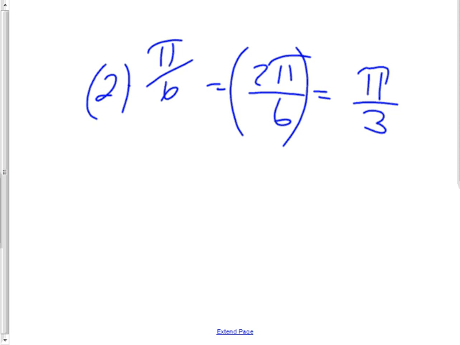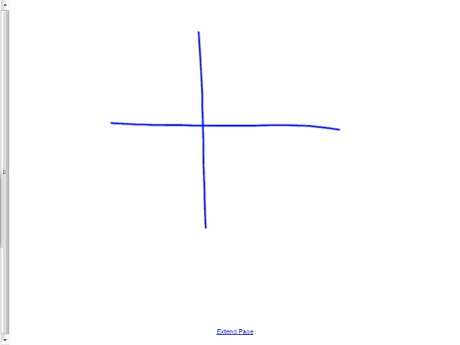Next topic. What if I go negative? Like negative pi over 4. What does that mean? Well, it's the same idea, just opposite.